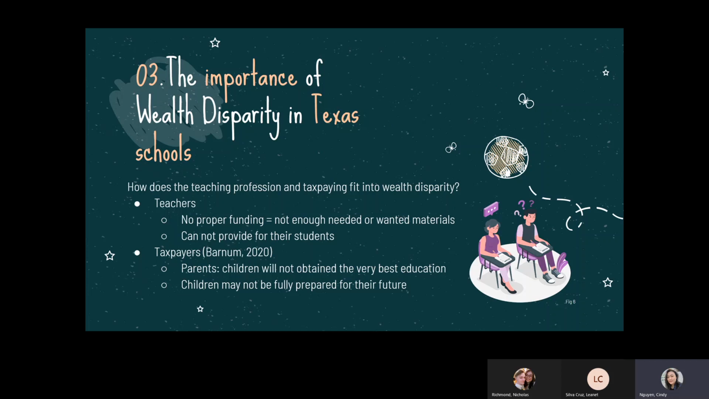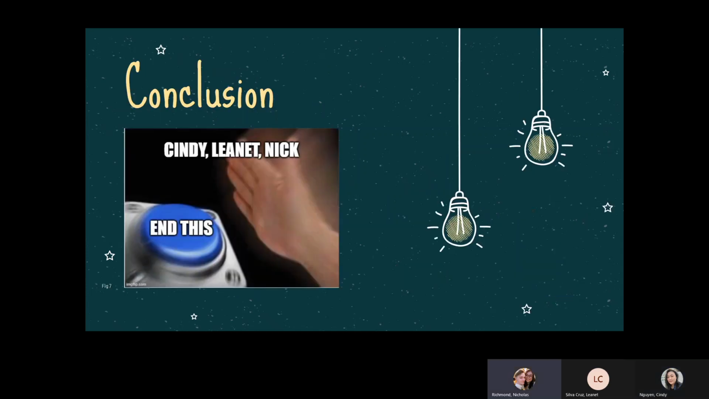It is important to be aware of the wealth disparity in Texas and how it affects both teachers and taxpayers. Teachers in schools that are located in areas of low property taxes and have low student attendance rates are less likely to get the proper funding to obtain needed and wanted teaching materials and school supplies. Taxpayers not only determine how much funding a public school can get, but taxpayers may also be parents sending their children to these underfunded schools. Their children may not receive the proper education they need to succeed in their life and future.